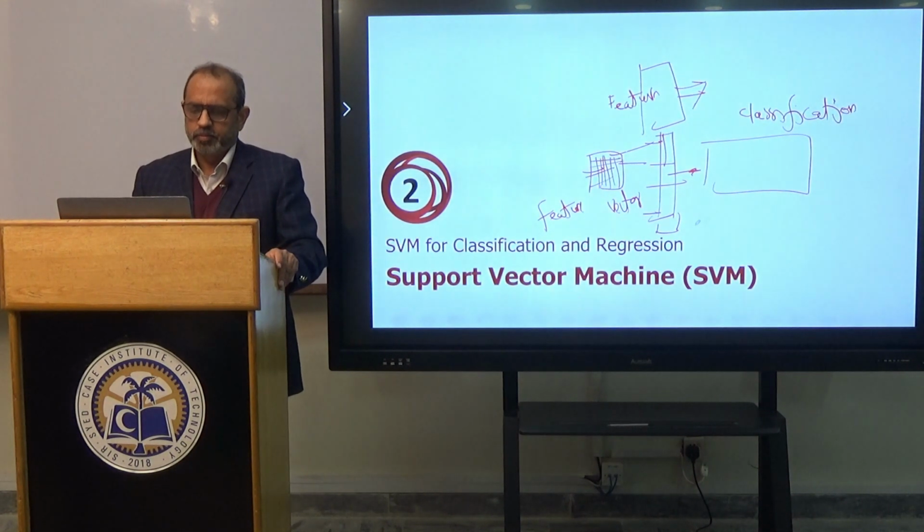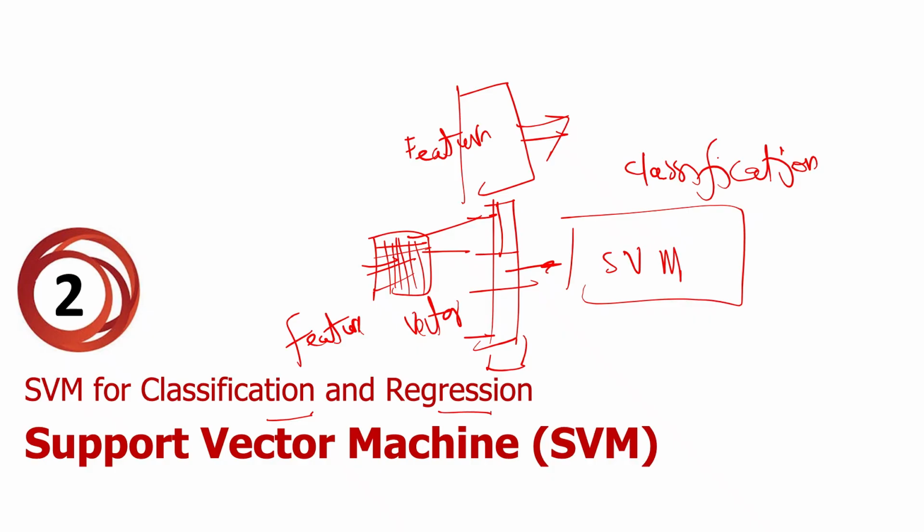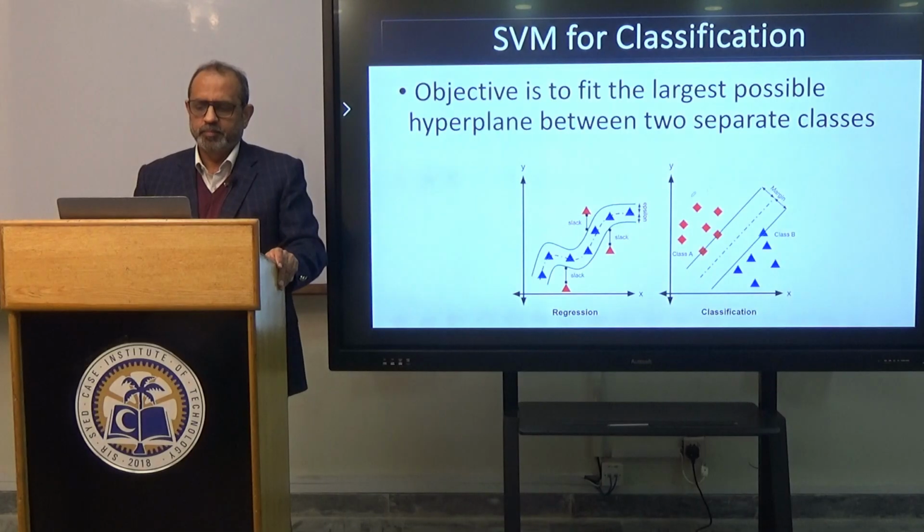Okay, so some of the supervised learning methods which can be used for classification as well as for regression is SVM, a support vector machine. So support vector machine can be used for regression and classification.